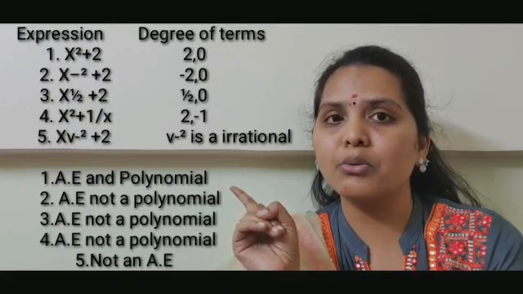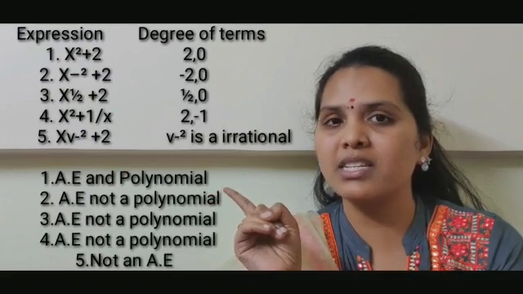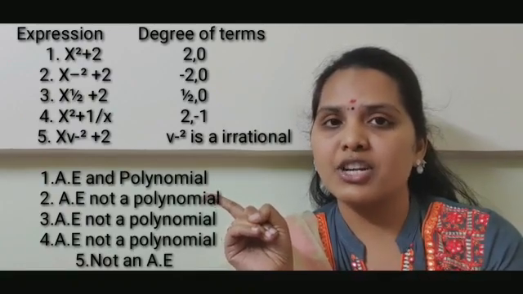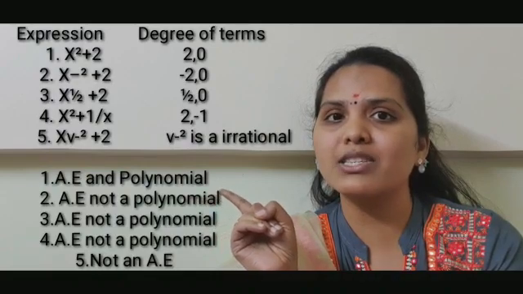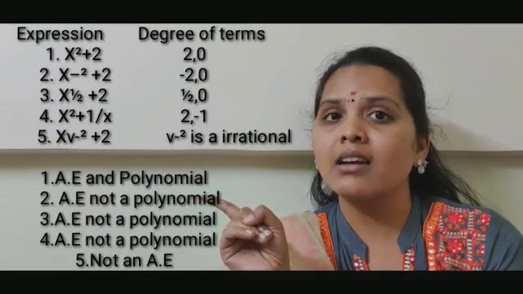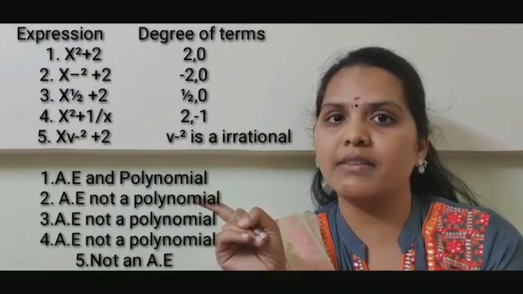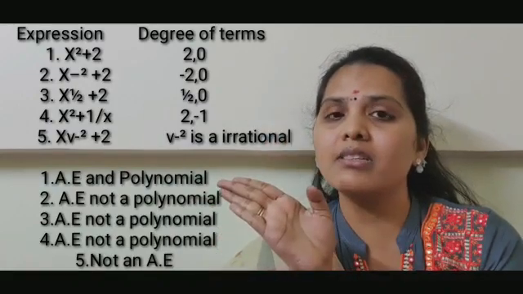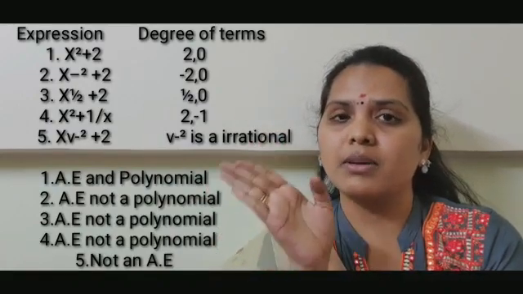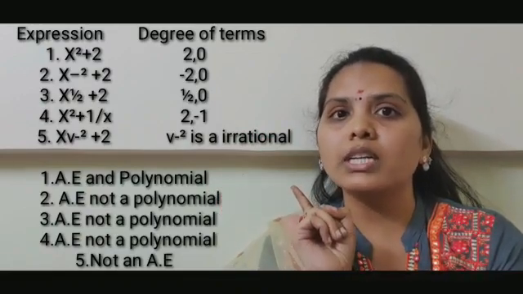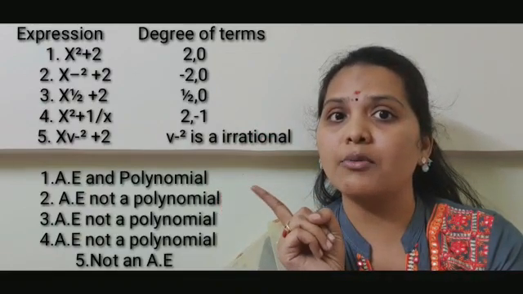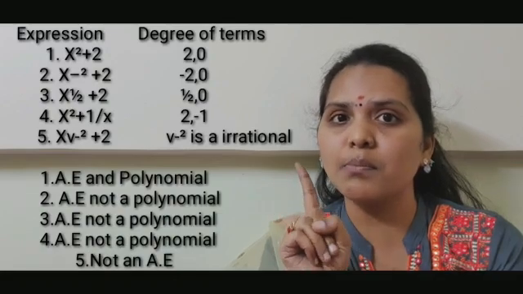So here root 2 is an irrational number, it's not a rational number. So this expression, x to the power of 2 plus 2, is not an algebraic expression even. So these are the examples. By these expressions you came to know what an algebraic expression is and when an algebraic expression is a polynomial.